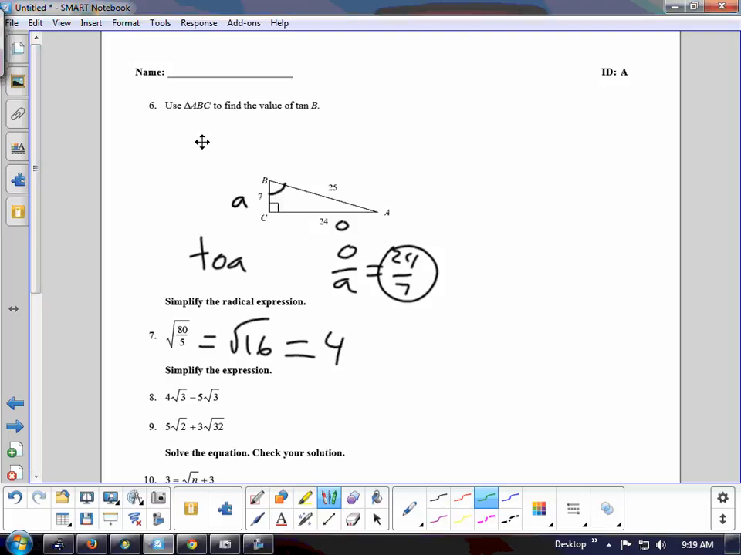Okay, so looking at this one here, you just combine. These can be combined because they have like bases. Negative radical 3.